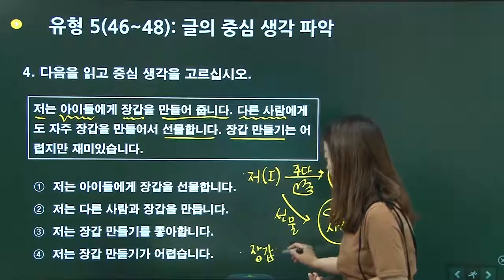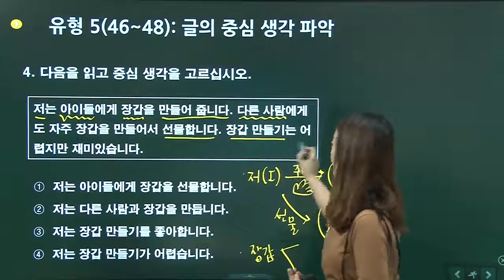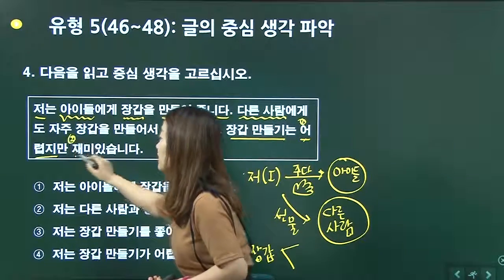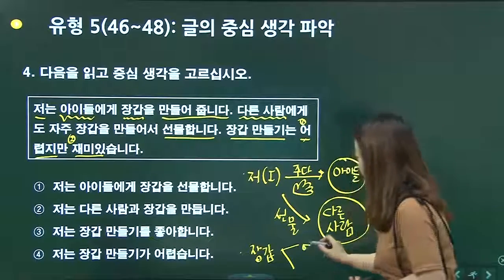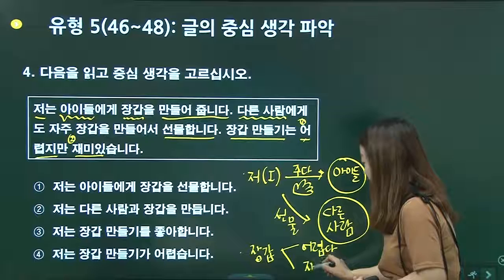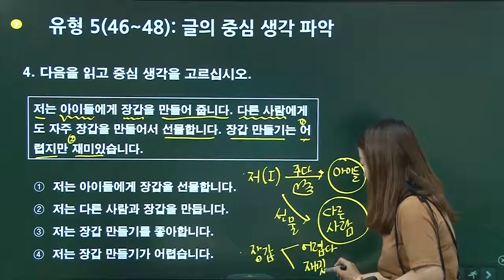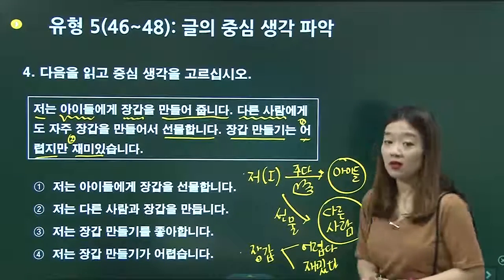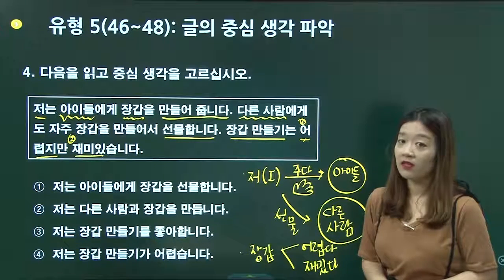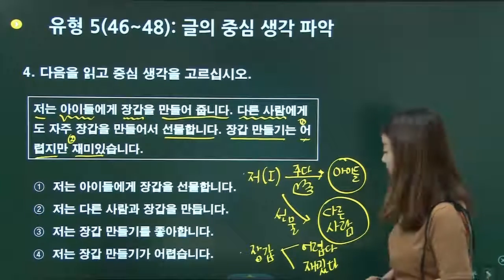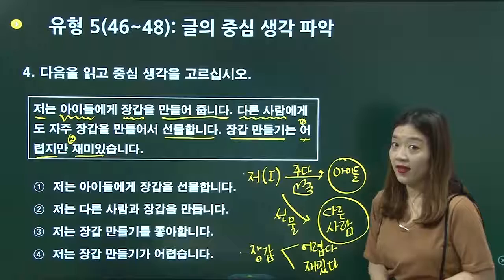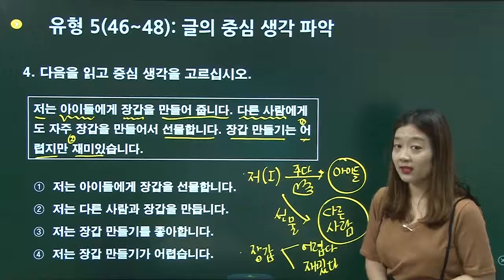장갑 만들기는 어떻다고요? 어렵지만, first, 어렵지만, second of all, 재미있습니다. 어렵다. But 재밌다. So making gloves is very difficult, but very interesting, right? So we find out all the information about this passage. So now we should find out which is the best answer.